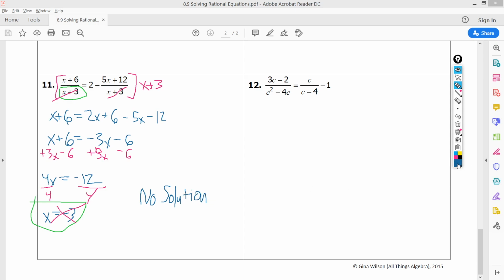Okay. So we haven't made the test all the way yet, but you can expect, I think, that there may be problems that have no solution as an option or as the final answer. So make sure you understand the checking for extraneous solutions, and then you should be all set.